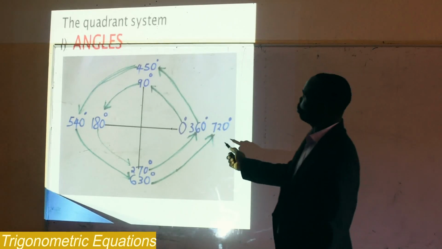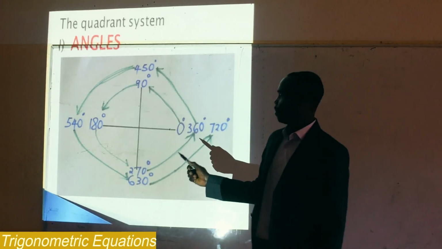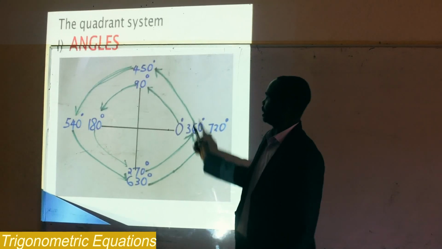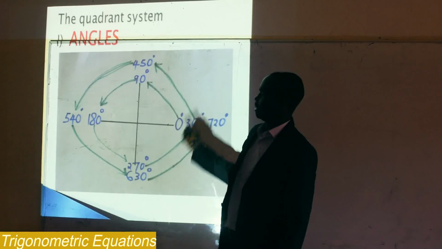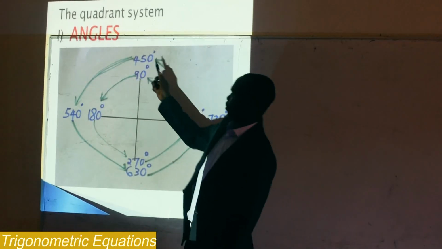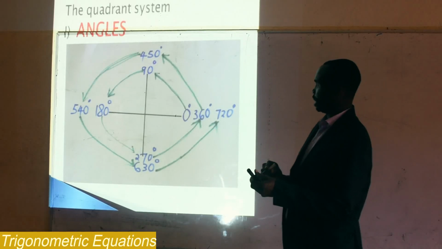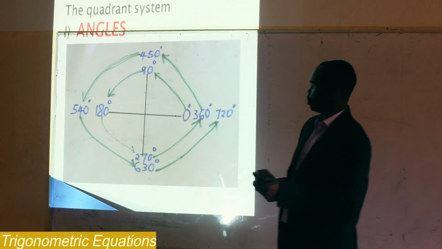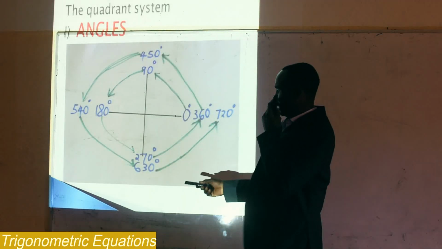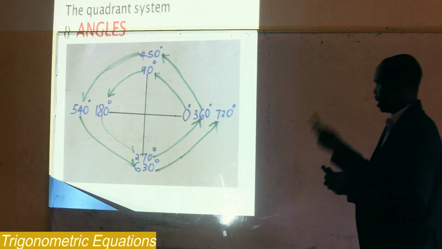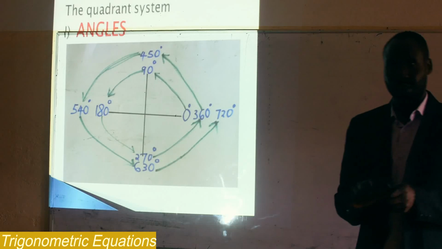Now, we can go to the outside, where we will add 90 to 360 to get 450. That is in the second cycle. We add 90 to 450 to have 540, and we add 90 to 540 to have 630, and it moves like that.